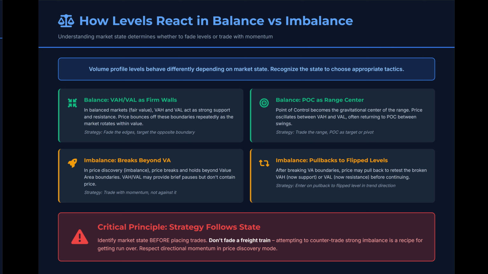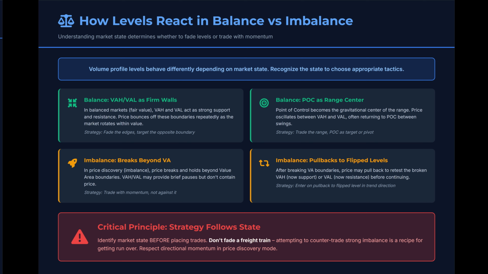Why do these boundaries hold so well in balance? Because participants have agreed on the value area. The VAH represents the upper edge of fair value. Beyond that, price is considered expensive and sellers step in. The VAL represents the lower edge. Below that, price is considered cheap and buyers step in. This collective agreement creates the firm boundary behavior you observe. It's not magic, it's market structure.